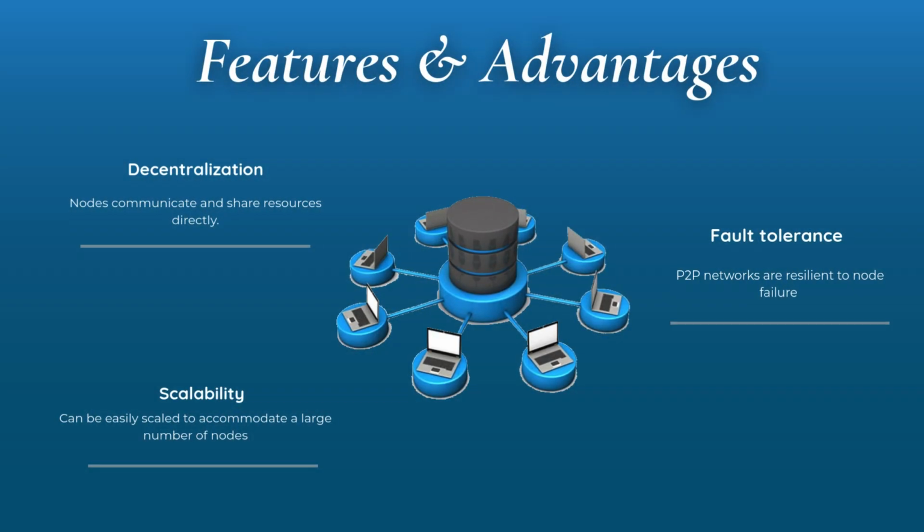Given here are features and characteristics of a peer-to-peer architecture. Firstly, decentralization. Peer-to-peer architecture operates without a central authority, allowing nodes to communicate and share resources directly. Secondly, scalability. This type of architecture can be easily scaled to accommodate a larger number of nodes without relying on a centralized infrastructure. Lastly, fault tolerance. Peer-to-peer architecture is resilient to node failures because the absence of a central server means that the network can continue to function even if some nodes become unavailable.